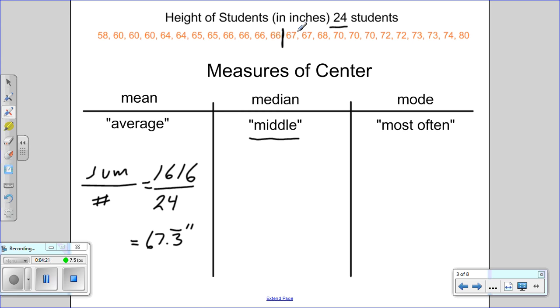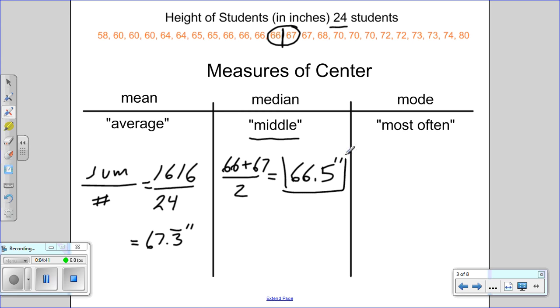So what we're going to do in order to find the median is we're going to find the mean, or the average, of those two middle students. If we add up those two students, again, finding the average is you find the sum divided by the number of students, and we're going to get 66.5. So we could say that the middle height, the median, is 66.5.